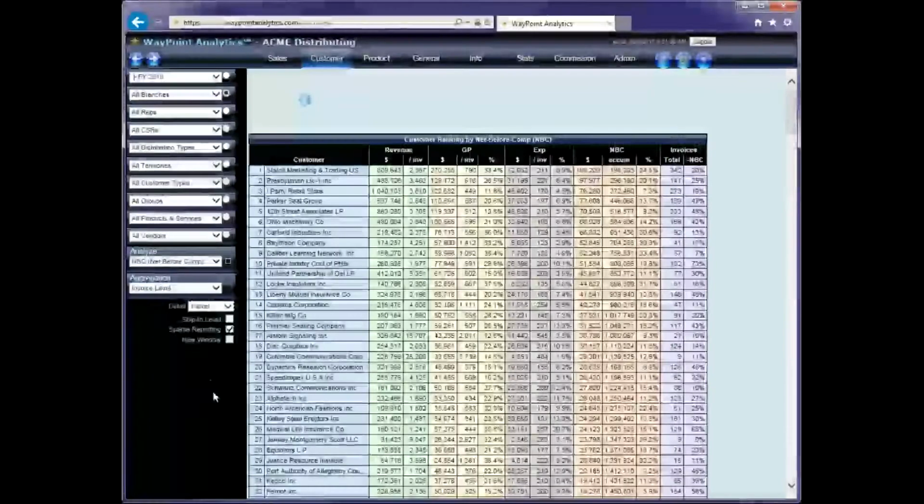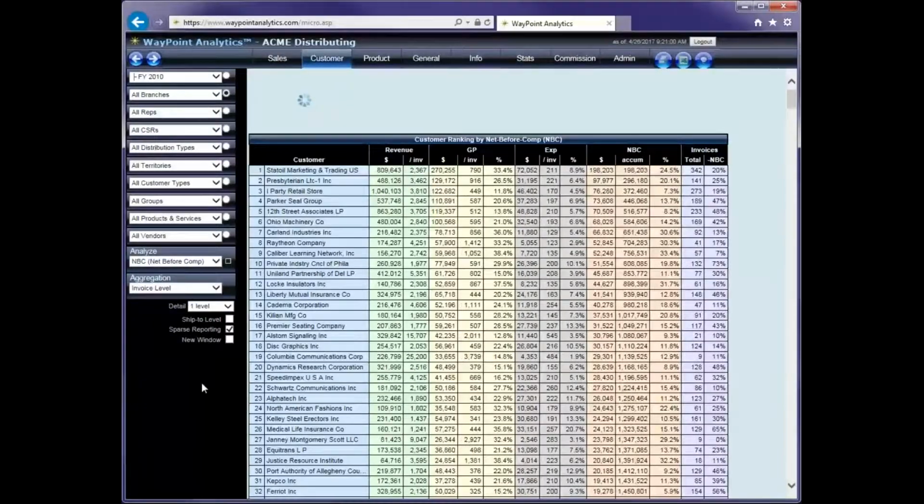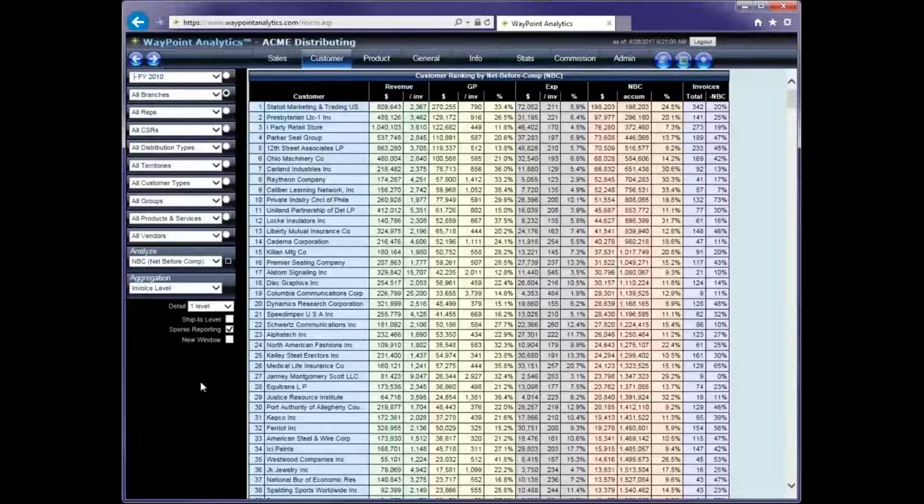The next report that I'd like to showcase is the NBC ranking report. This is another very popular report in the system. And basically, this report shows us all of our customers ranked on NBC. The columns we're looking at here are the revenue, so each customer's total revenue for the year. We have the revenue per invoice. We've got our gross profit dollars. We have our gross profit dollars per invoice. And we have our gross margin in this column here.